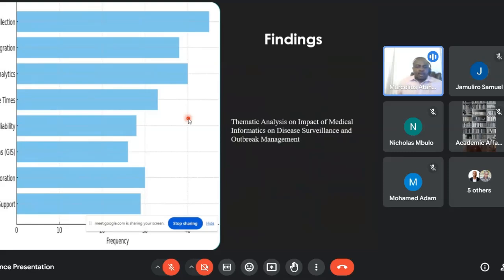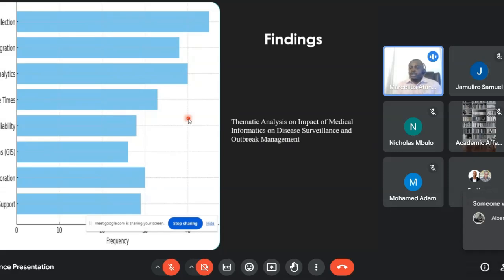After analyzing all of that, using Niveau as explained, these are some of the findings we came up with. We observed that real-time data collection was highly impacted. So we have a bar chart of each of the focus areas and what the collected data came up with.